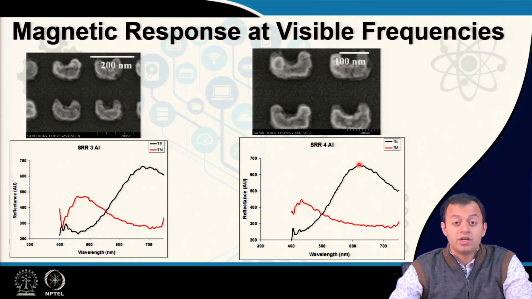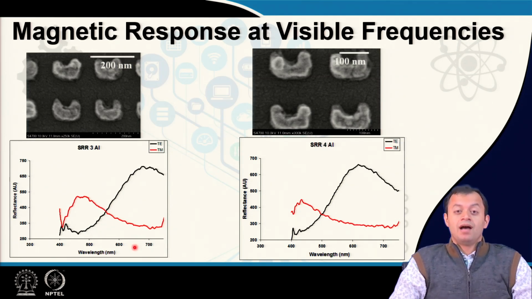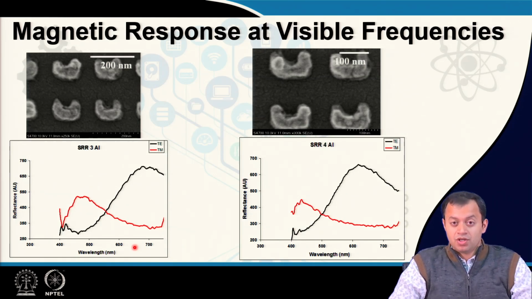TE and TM are simply two different polarizations, transverse electric and transverse magnetic. When the electric field is in this direction, it will show this. When the electric field is in this direction, it will not show. And these are in the visible frequency range. So you are seeing a magnetic effect at a very, very high frequency range.